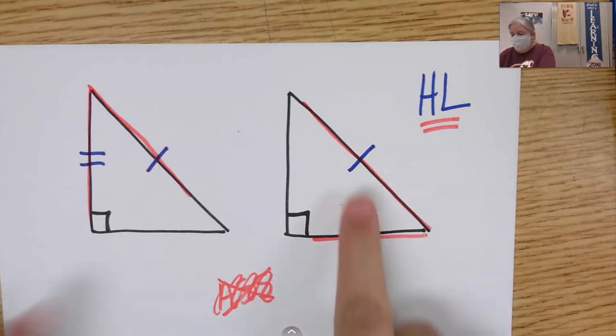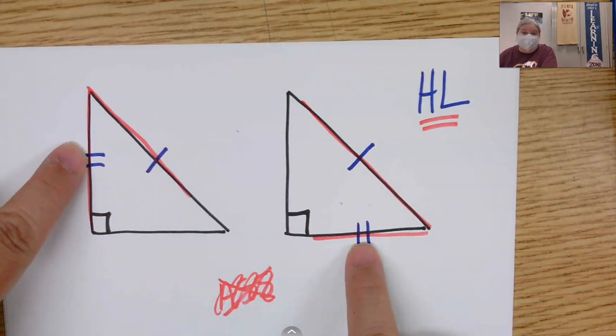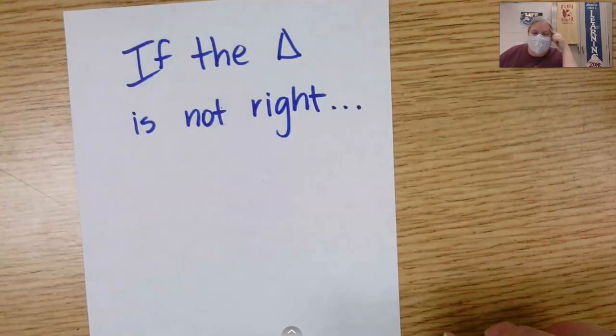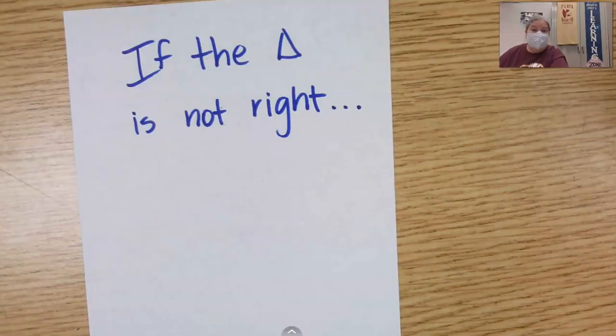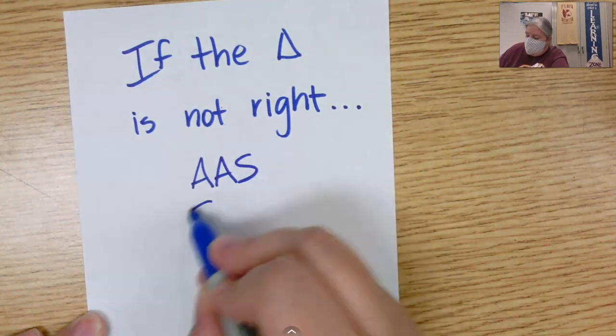So you have to make sure that one of the congruent sides is the hypotenuse and one of the congruent sides is a leg. Now, this confuses people. Hypotenuse leg confuses people, and here's why. They want to make everything easier so that every time they see a right triangle, boom, it's hypotenuse leg, automatically. That's it. So let's analyze how this works for a second. If the triangle is not a right triangle, then these are my options.